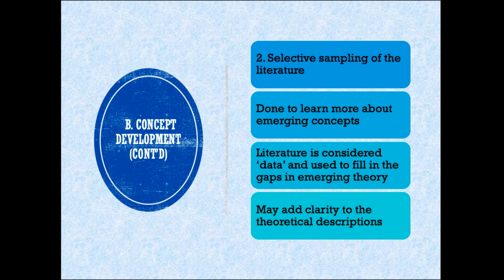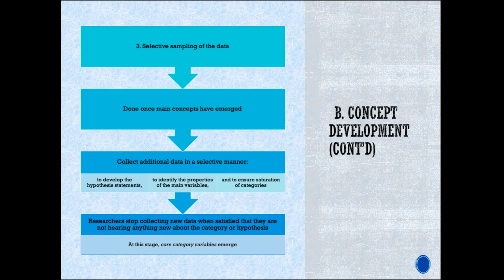Sometimes when you rely only on informants or participants' descriptions, you may still have some gaps. Some categories have not emerged. So you use literature as data. So you may add clarity to the theoretical description. You don't use theoretical literature as theory-driven, or to drive you to do the research.